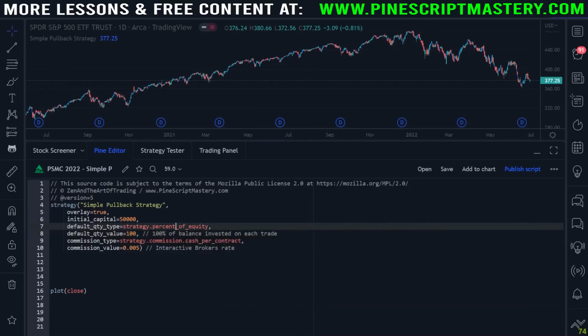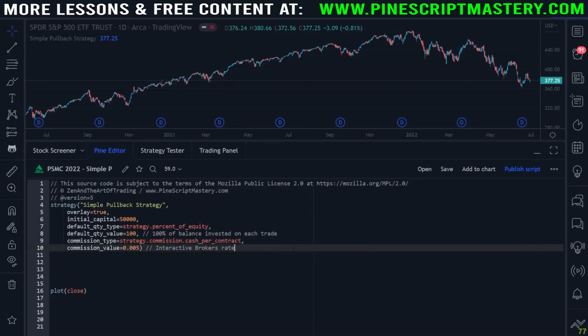Our commission type is set to cash per contract, and the commission value is set to 0.005 cents per share, which, as I mentioned earlier, is Interactive Brokers' commission rate. And Interactive Brokers is probably one of the most common, if not the most common, stock trading platform. And so that's why we're using this as our default parameters.